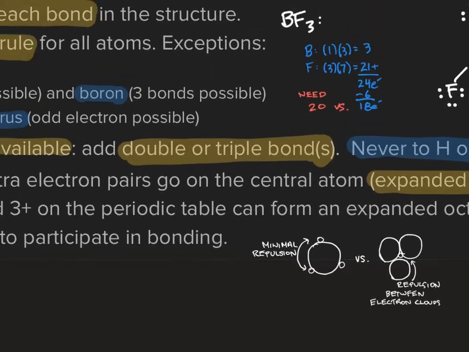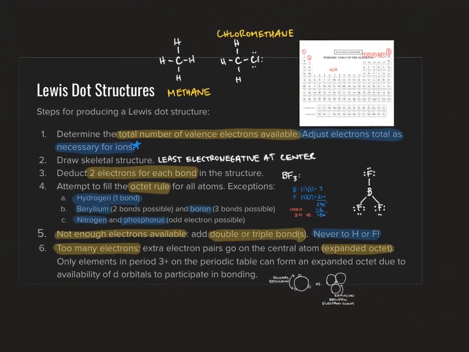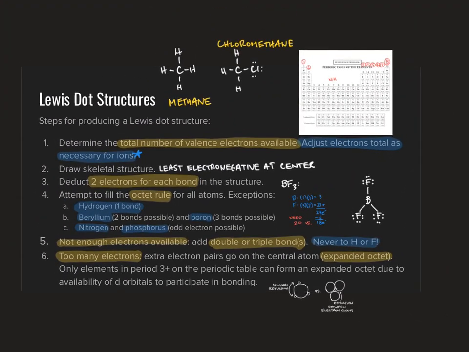When we are going to be making these expanded octets, recall that we can only form expanded octets with elements in period 3 or below on the periodic table due to the availability of those d orbitals that show up for the first time in the third energy level, which are orbitals that are available at more or less a similar energy to the valence shell electrons already present and are able to participate in bonding without increasing the potential energy of those electrons to too high of a degree.